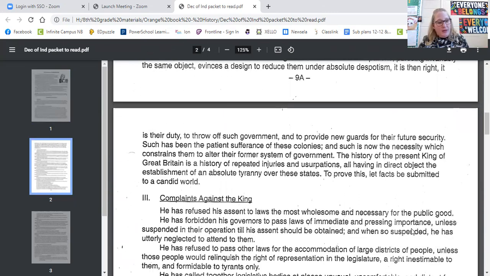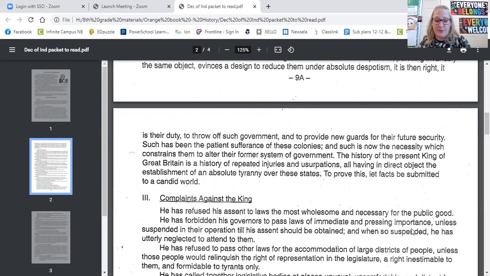It is their duty, keep underlining, to throw off such government. Okay, stop highlighting there. It's our right and our duty as Americans to get rid of that government and start a new one, because there's no reason at all that we need to be living under such oppression. Okay, I'll keep reading. And to provide new guards for their future security. Such has been the patient sufferance of these colonies, and such is now the necessity which constrains them to alter their former system of government. In other words, now it's time for us to change things up.